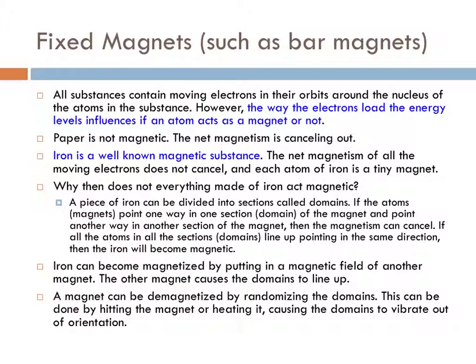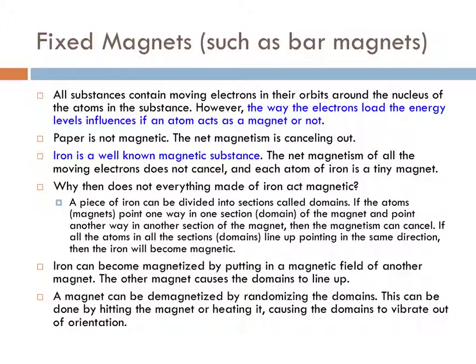But we know that everything that is iron is not magnetic. That means that a piece of iron can be divided into sections called domains. If the atoms or magnets point one way in one section of the magnet and point another way in another section of the magnet, then the magnetism can cancel. If all the atoms in all the sections, or the domains, line up pointing in the same direction, then the iron will become magnetic. Iron can become magnetized by putting it in the magnetic field of another magnet.